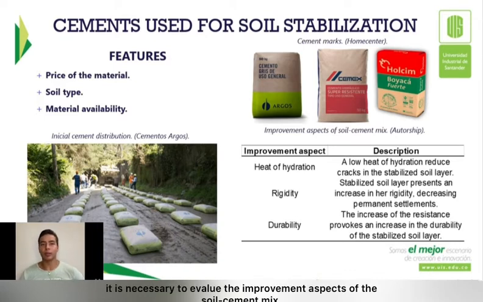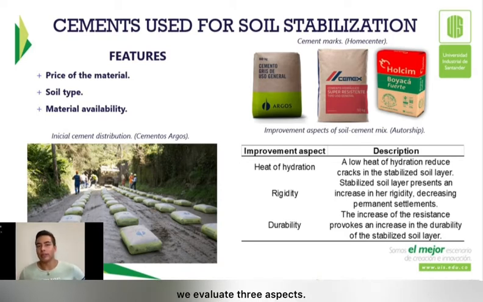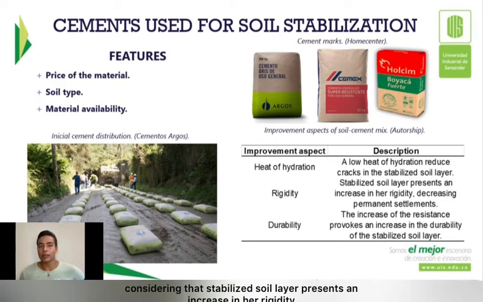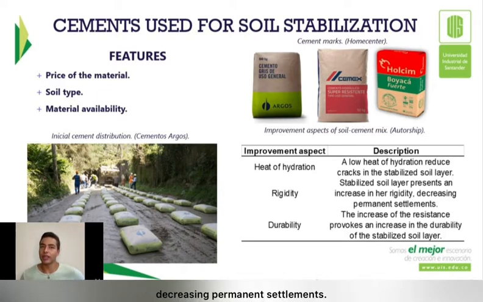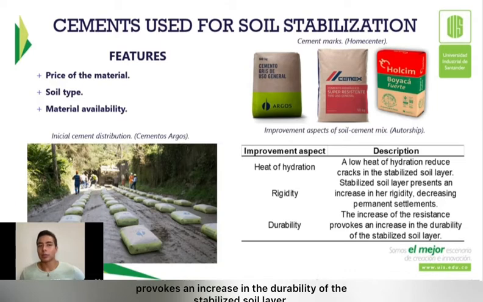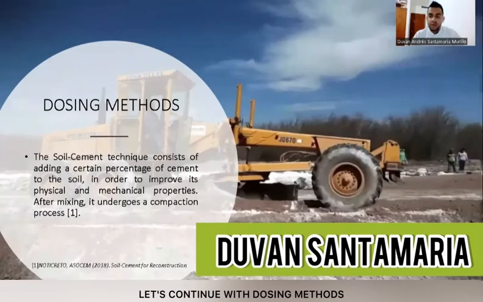It is necessary to evaluate the improvement aspects of the soil cement mix. We evaluate three aspects. First of all, we have the heat of hydration, where a low heat of hydration reduces cracks in the stabilized layer. The rigidity, considering that the stabilized soil layer presents an increase in its rigidity, decreasing permanent settlements. And the last one, the durability, where the increase of the resistance provokes an increase in the durability of the stabilized soil layer. Let's continue with dosing methods.